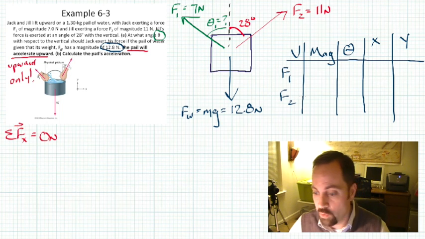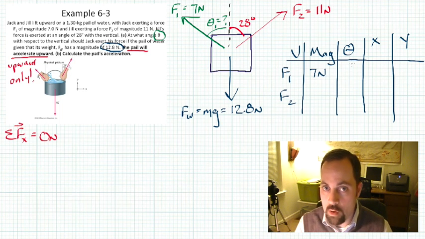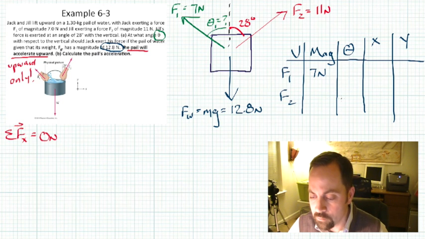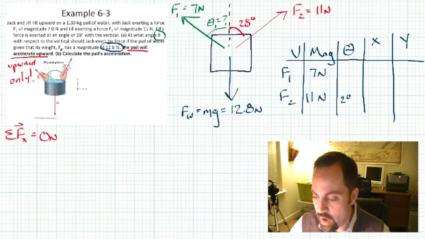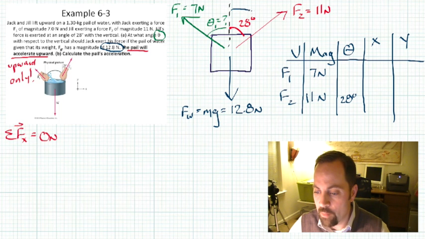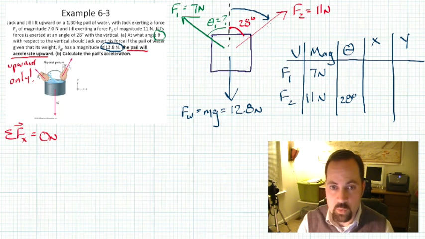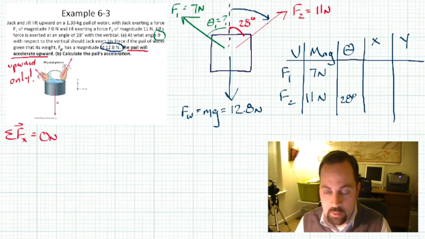Now the magnitude of force 1 is 7 newtons. The angle, we don't know. We don't know what theta is. Force 2 is 11 newtons at a 28-degree angle. But again, be careful. It's 28 degrees from the vertical, which means when we find our x and our y, the sine and cosine are going to be flipped.